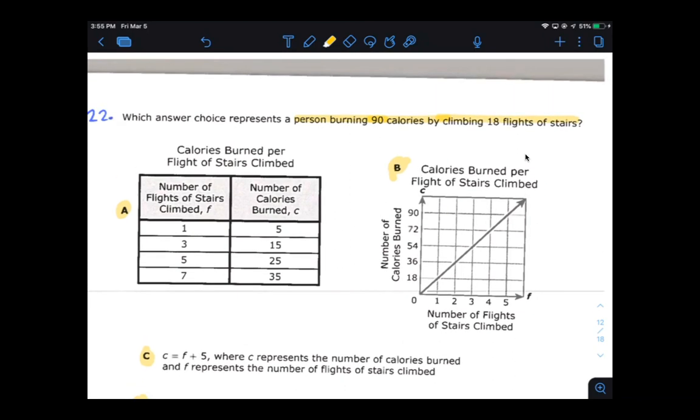So I think I want to set up a rate. I see, okay, 90 calories are burned if you climb 18 flights of stairs, right? So if I want to find an equivalent, let's say if I climb up 1 flight of stairs, right?